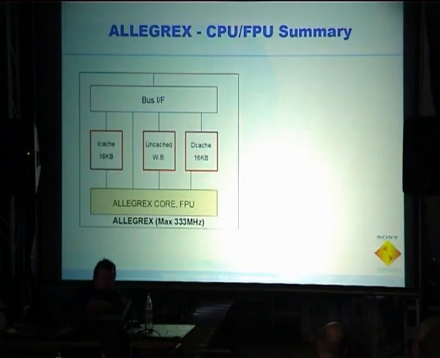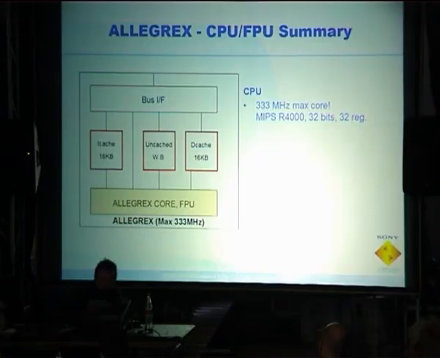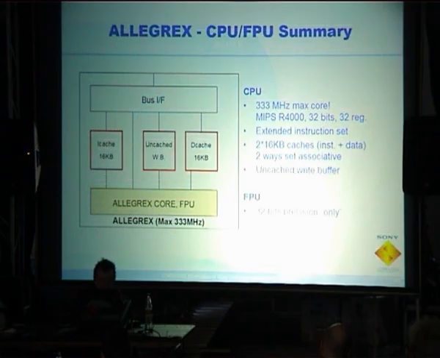The main CPU, called Allegrex, contains an instruction cache, a data cache, and another cache. It runs up to 333 megahertz. It can be set by the programmer to save energy and adjust the speed as needed. It's a MIPS R4K. It's got an extended instruction set, an uncached write buffer, and an FPU.